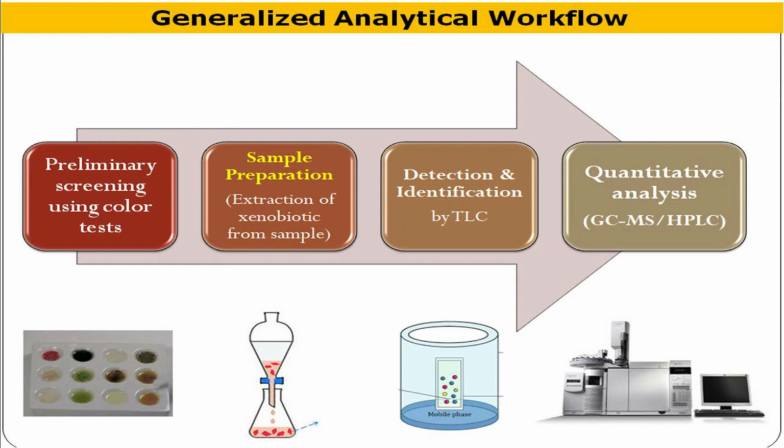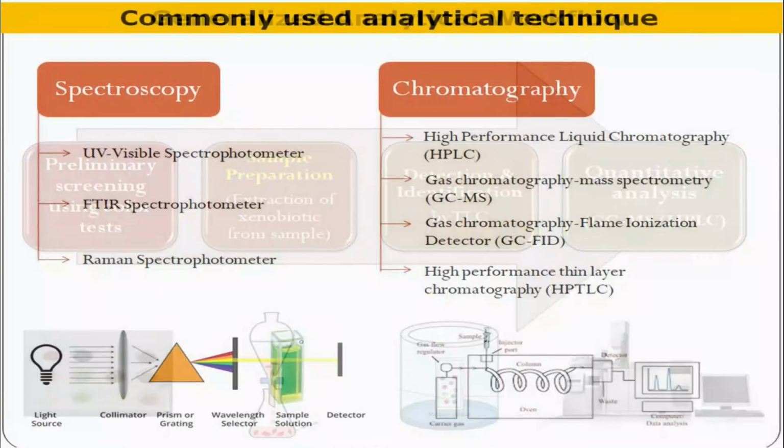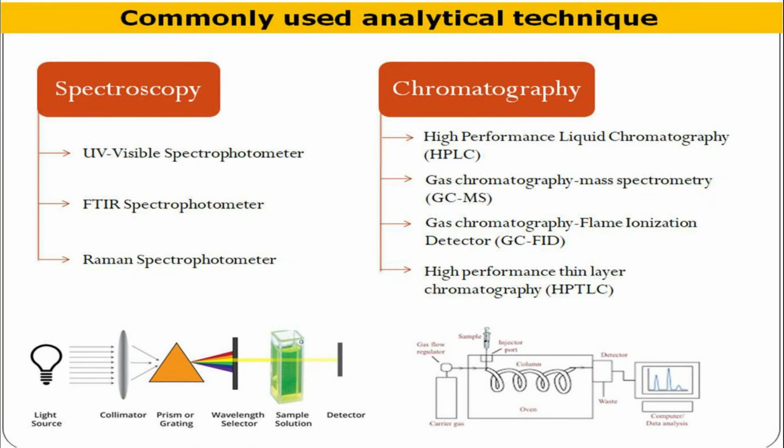So that's why we need a further step, which is known as quantitative analysis. This step is mostly performed using highly sophisticated, costly analytical instruments like gas chromatography, mass spectrometry, and HPLC. We will be focusing on sample preparation techniques and thin layer chromatography. As I have discussed, TLC is a qualitative technique only. It cannot do quantitative analysis. So practically, we are using two kinds of technique: one is spectroscopy and another one is chromatography.